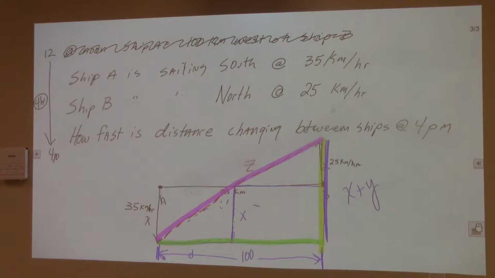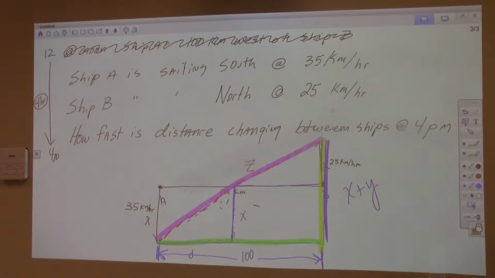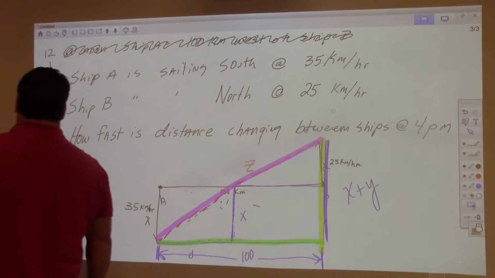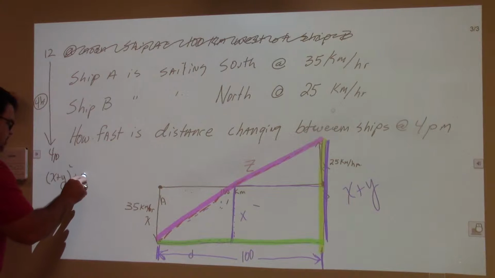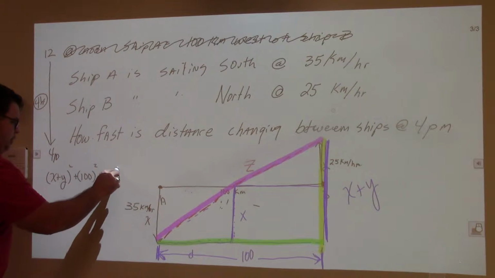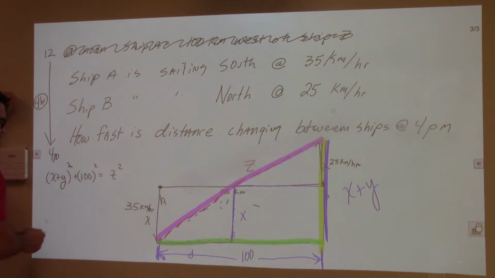Turned it into a big triangle. So, (x + y) squared plus 100 squared is equal to what? z squared. What's this? Shortcut number what? Number 1. So change it.